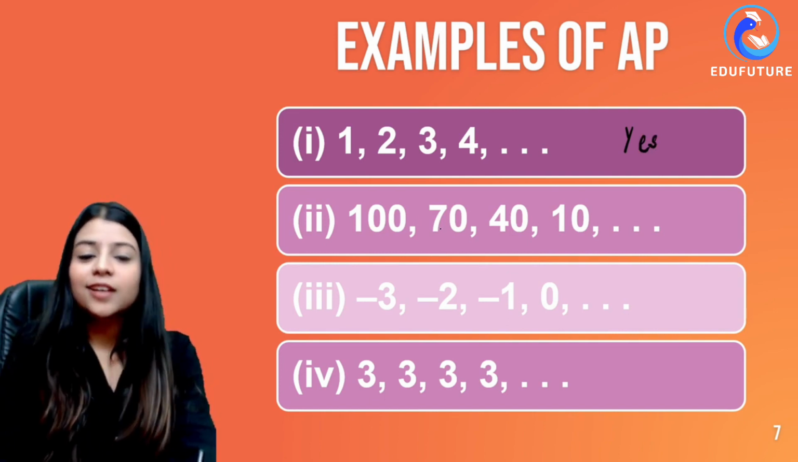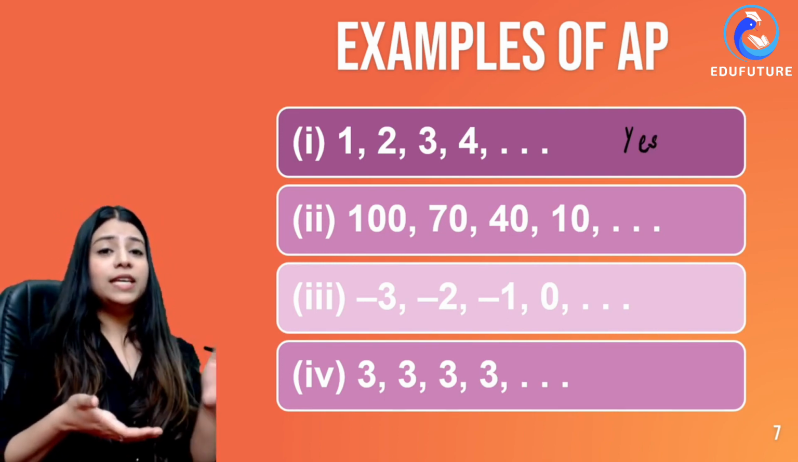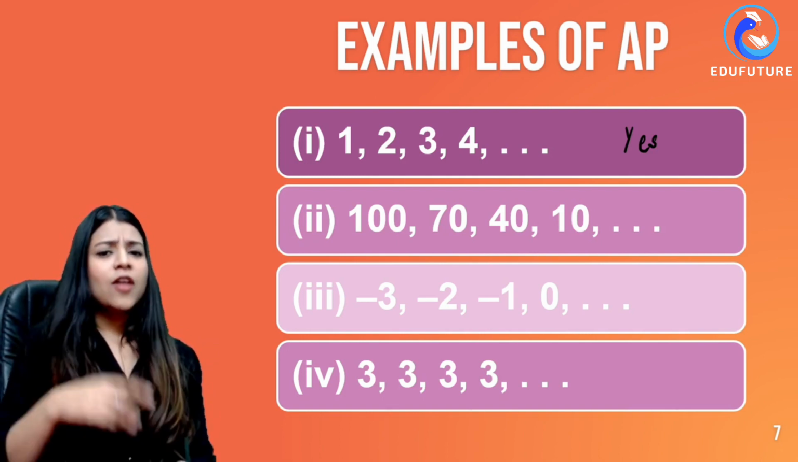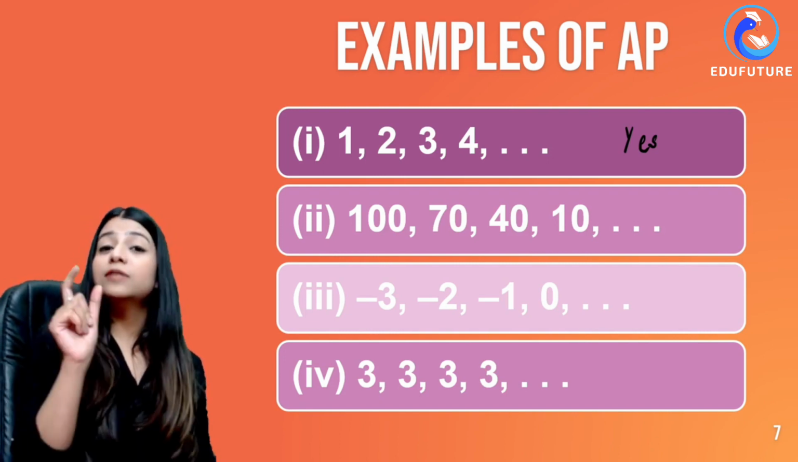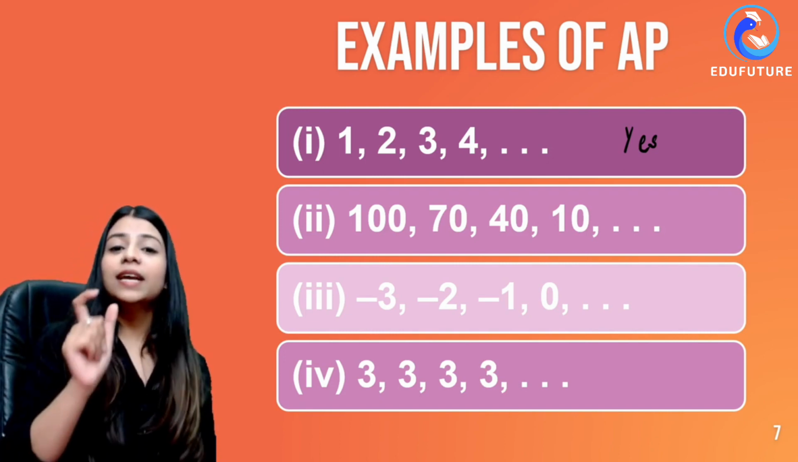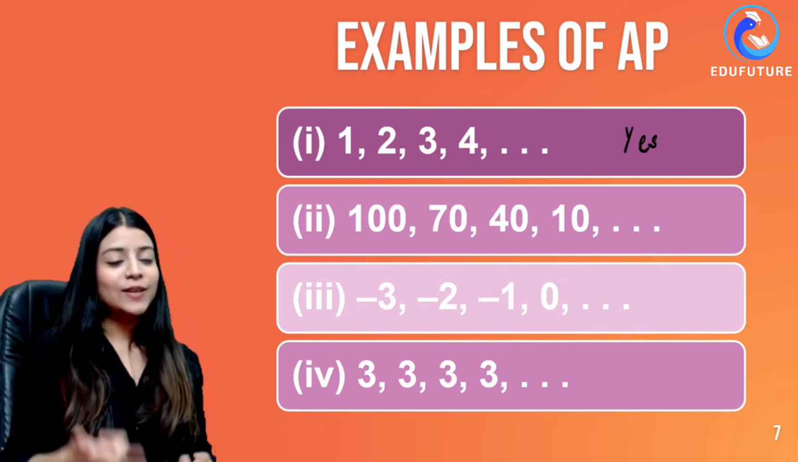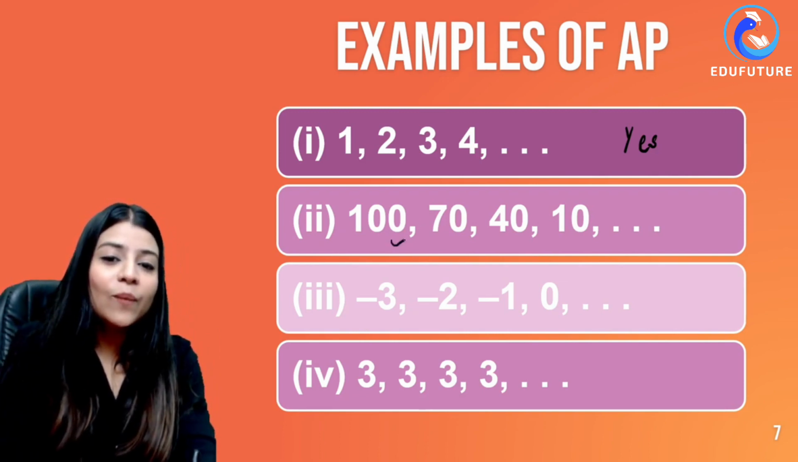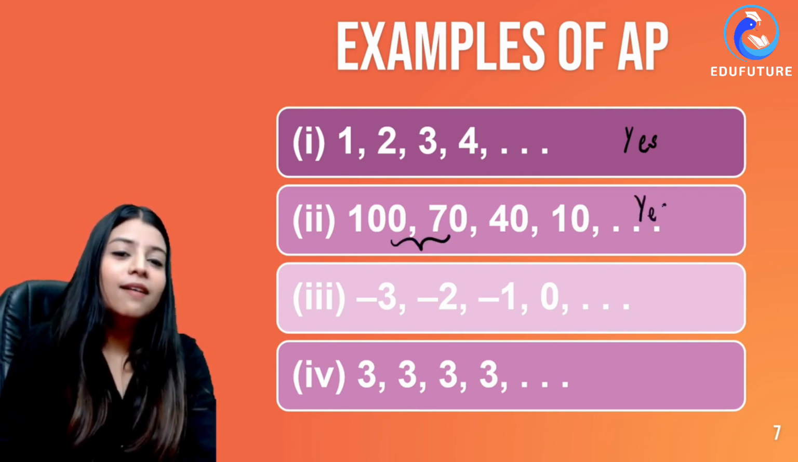For the second example, if I see, that is 100, 70, 40, 10. I see that the gap between these two numbers is 30. Basically, I'm just talking about the gap. I will tell you how D, that is the common gap which is termed as, is actually calculated. So the gap between the two numbers is 30. So this again forms our AP.